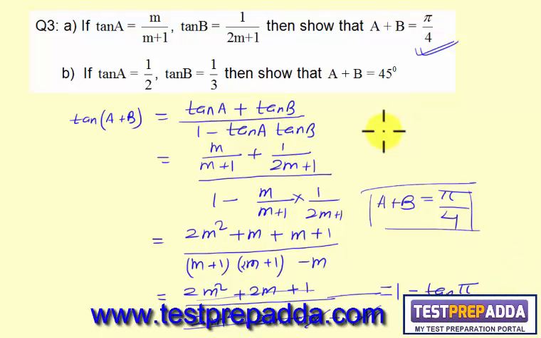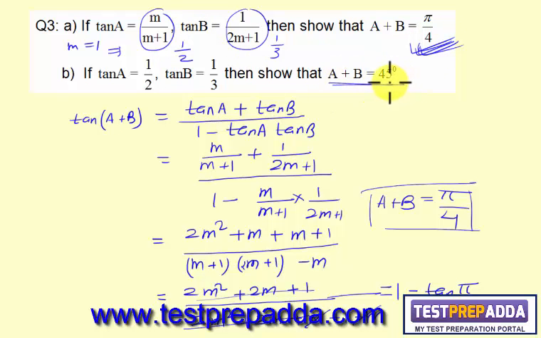Now if you look at the second part of this question, where tan A is given as 1 by 2 and tan B is given as 1 by 3, we can proceed in the same manner as we did here, or you can say m as 1. If I substitute m as 1, then my first term will become 1 by 2 and my second term will become 1 by 3. So tan A is 1 by 2, tan B is 1 by 3, and the result is A plus B is equal to pi by 4, and hence proved.